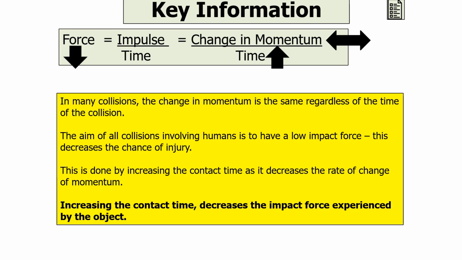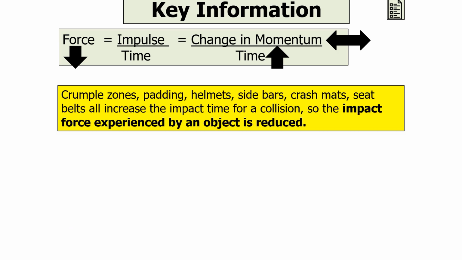The aim of all collisions involving humans is to have a low impact force. It decreases the chance of injury, and this is done by increasing the contact time as it decreases the rate of change of momentum. Increasing the contact time decreases the impact force experienced by the object. So as we mentioned before, crumple zones, padding, helmets, sidebars, crash mats, seat belts all increase the impact time for a collision, so the impact force experienced by an object is reduced.